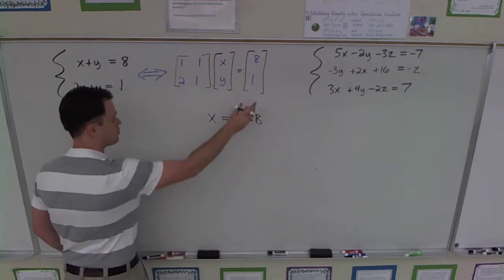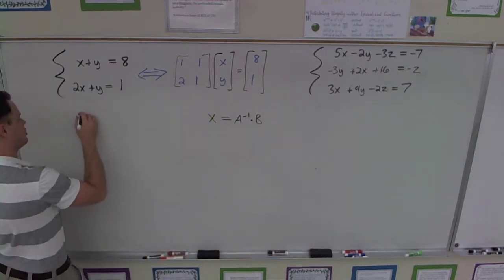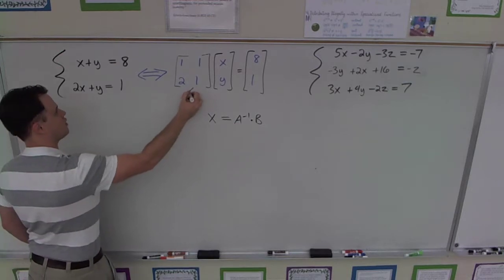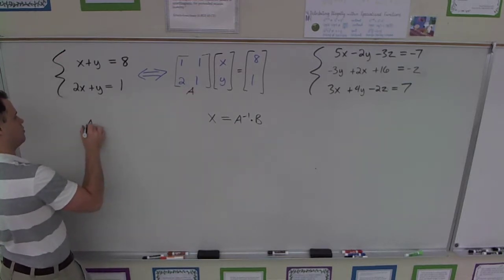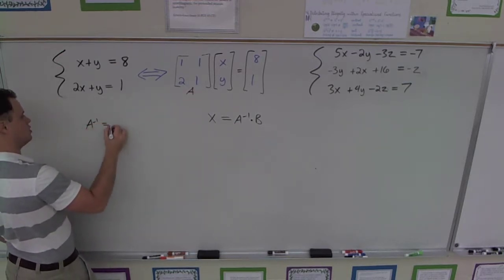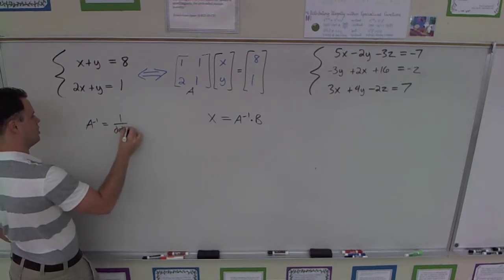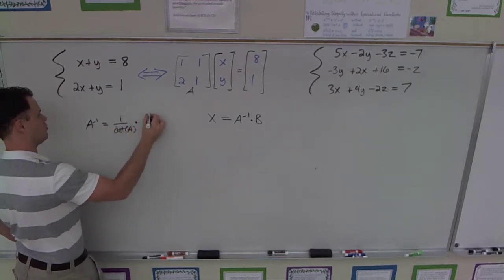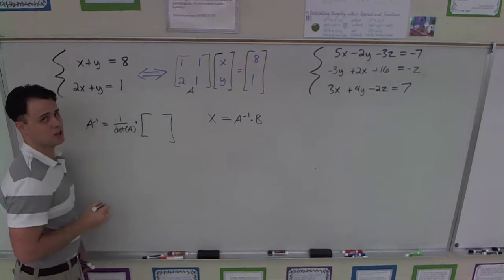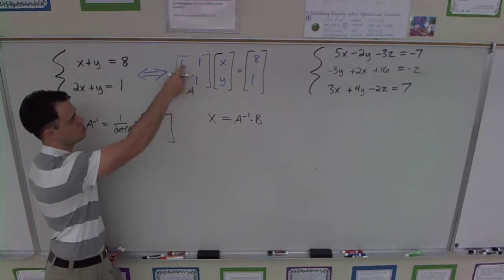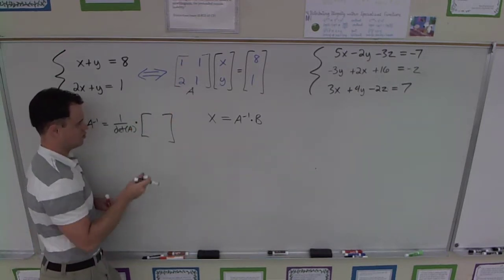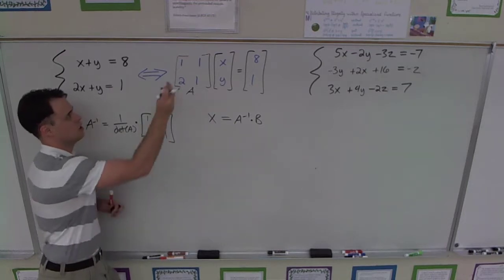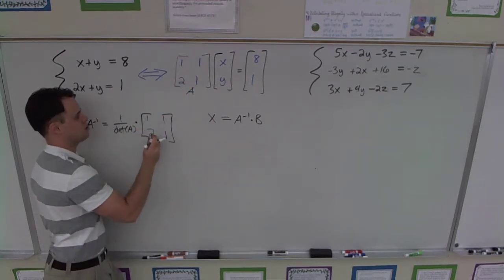So I need A inverse. I've already got B. Let's remember what A inverse is. If this is A, then A inverse is equal to 1 over the determinant of A times a rearrangement of A. Remember, you take these and you switch them. In this case, not a lot's going to happen. And you take these, you leave them in place, and you negate them.